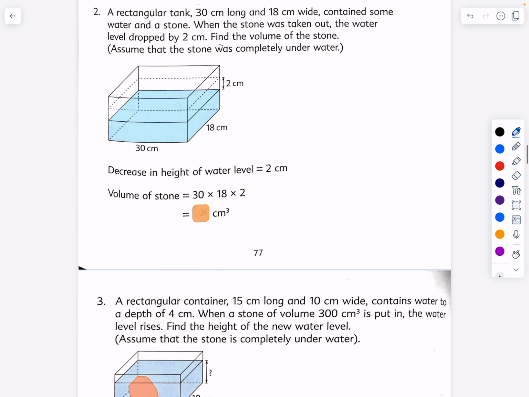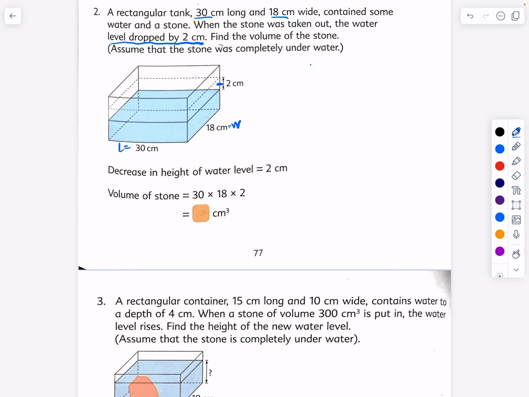Let's take a look at another example. We again have a rectangular tank that is 30 by 18. The length equals 30, width equals 18. I recommend you label what is given on your drawing. We have a different problem. It had a stone. When the stone was taken out, the water level dropped by 2 centimeters. You see, dropped. It was higher, and now it reduced.